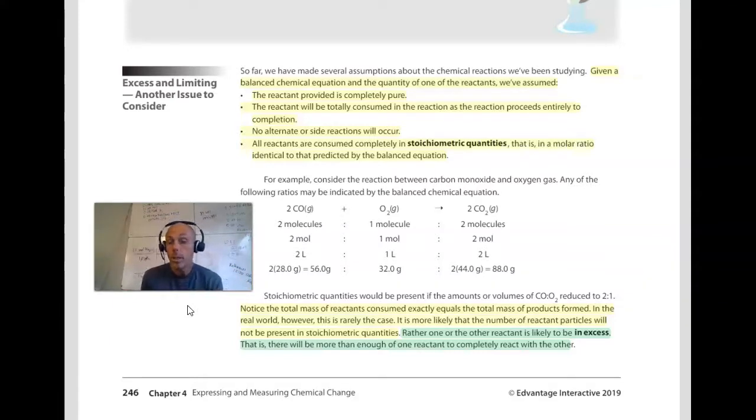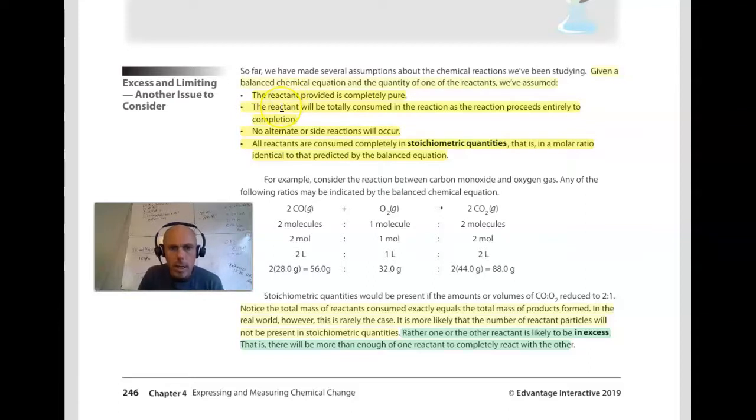Well, one of those reasons might be because the reactant that's provided is not completely pure. We assume that if you're given 10 grams of sodium, it's pure sodium, but maybe there are some impurities in there. So there isn't, in fact, 10 grams of sodium, and you don't produce all of the product that you think you would from 10 grams.